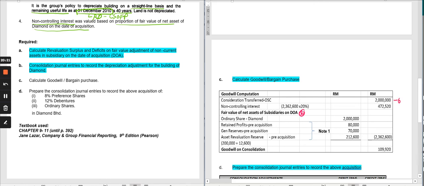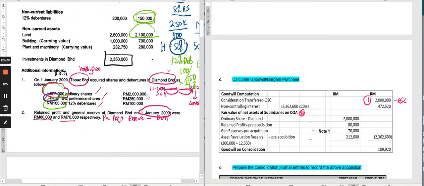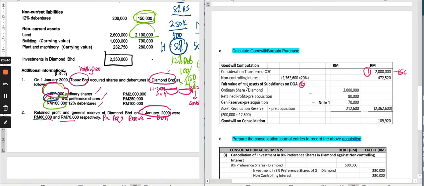The one that you have here is for OSC, so this should be done first, ordinary share capital. How do I know that was 2 million? It is here, investment. The total was 2.35, but that one was for the total of ordinary, preference and debentures in terms of the cost of investment. But we are focusing on the 2 million calculation of goodwill. I start off with goodwill for ordinary shares. So the consideration transferred was 2 million.